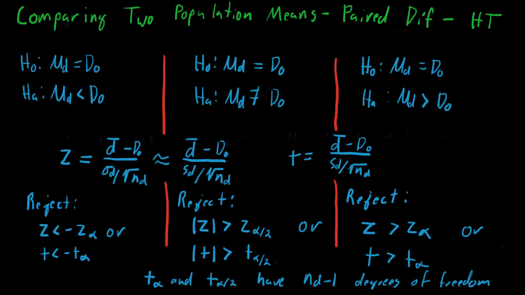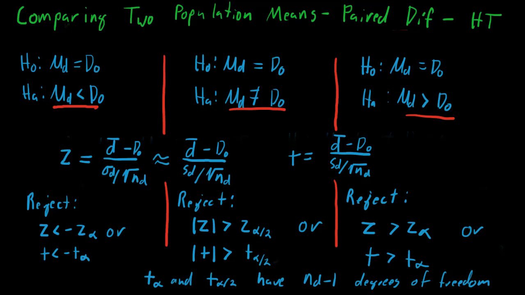We have the two one-tailed, so we have the less than one-tailed and the greater than one-tailed, then we have the two-tailed one in the middle, where our null hypothesis for all of them is mu d, or the mean of the difference, is equal to some d naught value. And then we have our less than, not equal to, and greater than alternative hypotheses.